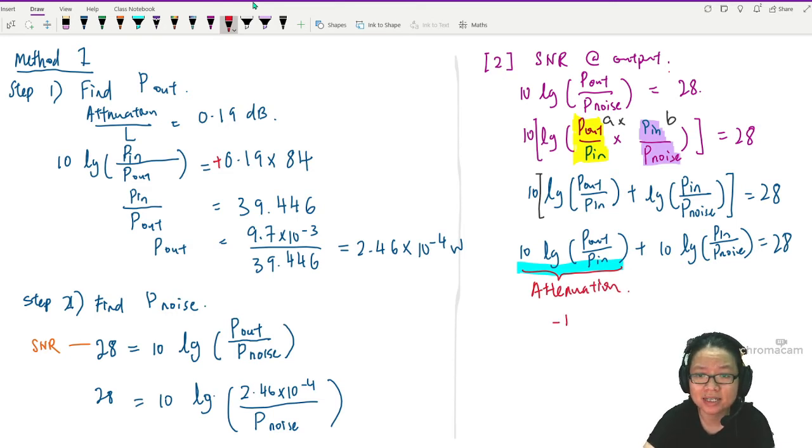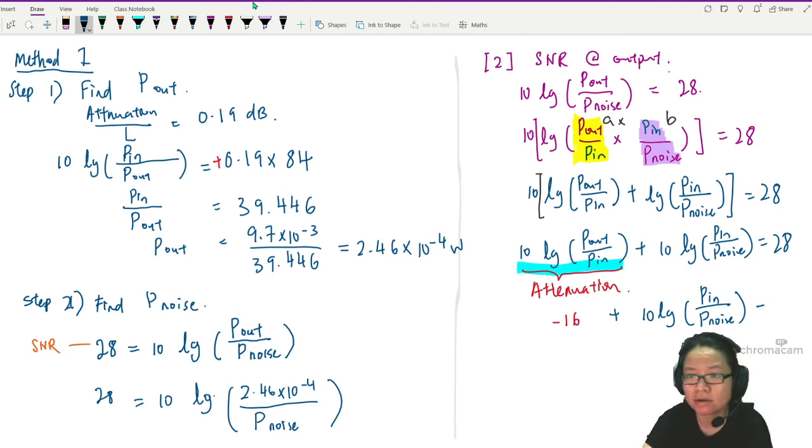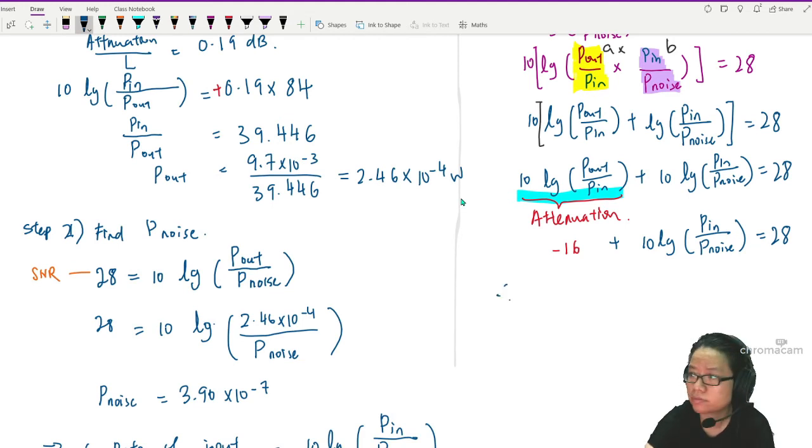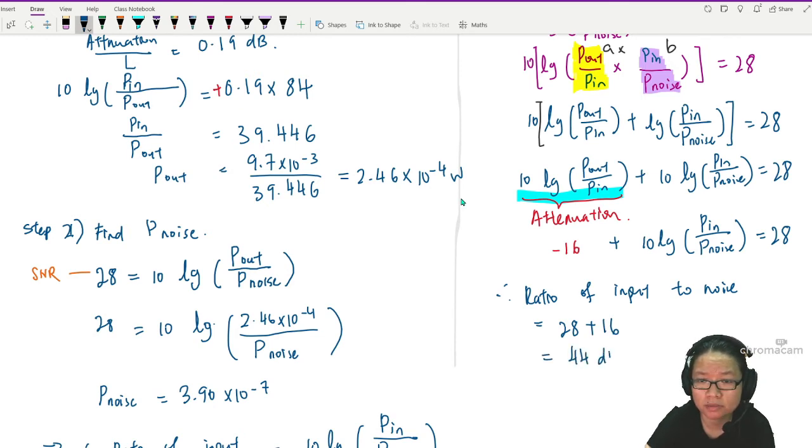So this will be negative 16 decibel plus, this is what we're looking for, the signal to noise ratio, or the input to P noise at the start of the cable, is equal to 28. So hence, the ratio of input to noise in decibel is equal to 28 plus 16, which is 44 decibel.